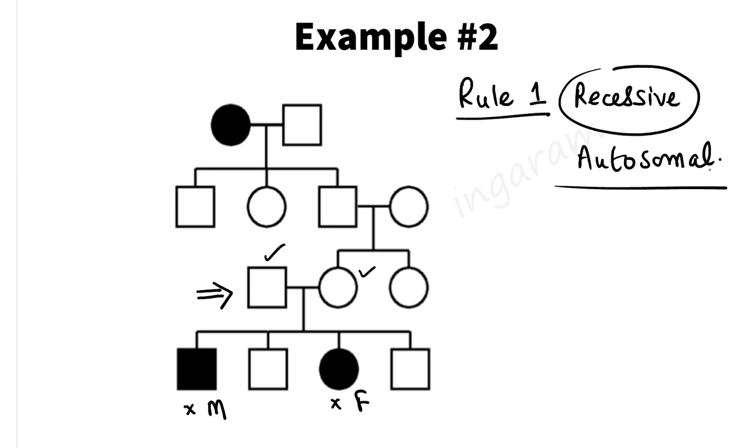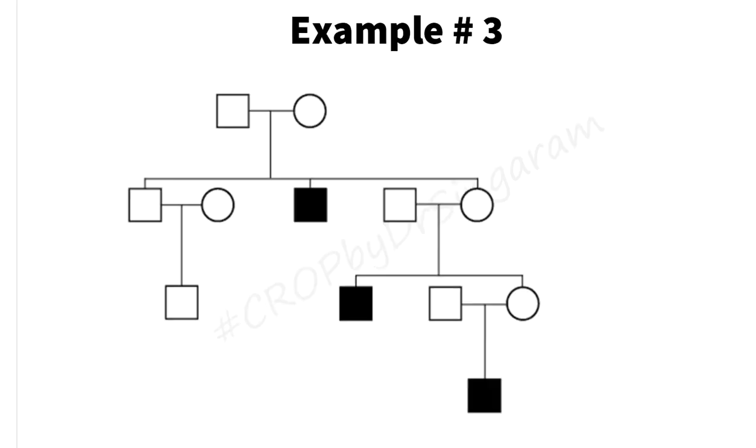See, now rule number 1 is applying, so you need not apply rule number 2 and 3 further. That's all. Wherever there is a positive application of a rule, you just stop there. You do not go to the further rules. Only if rule number 1 is not applying, I will have to go to rule number 2 and 3. Here it is rule number 1, it is recessive. Males and females are affected, so this is autosomal recessive. That's all. Let us look at the next example.